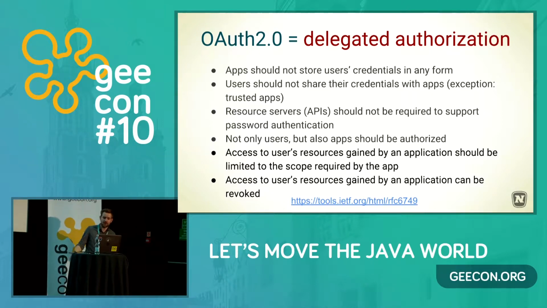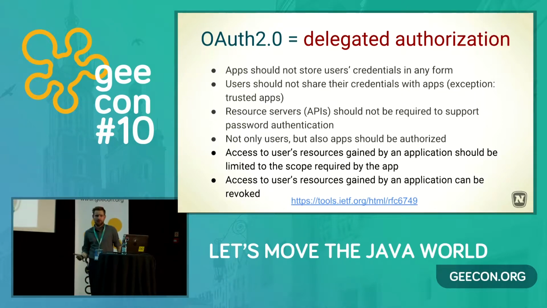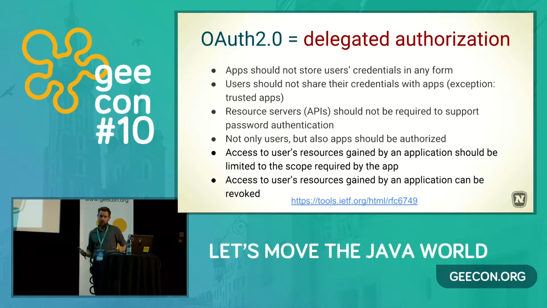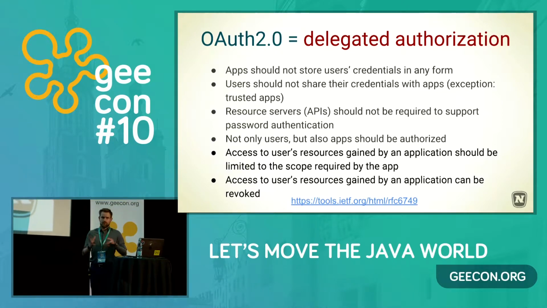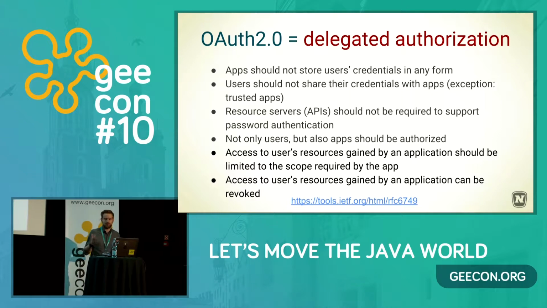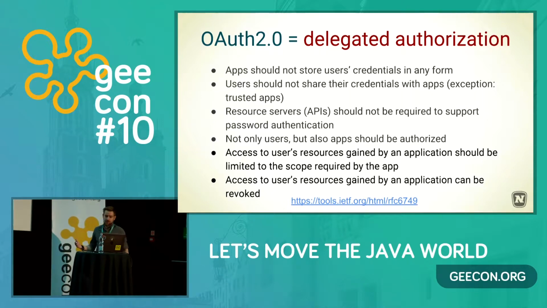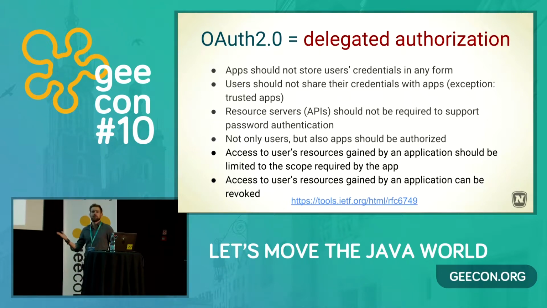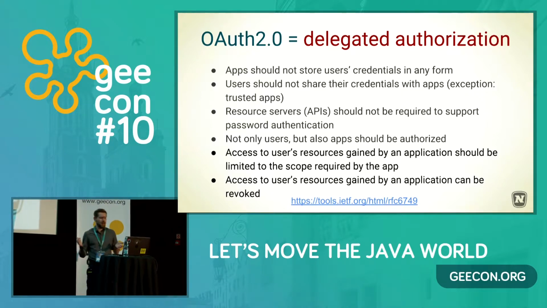Resource servers should not be forced to implement any sort of authentication mechanism that works on some form of passwords, right? This is, again, what we did using basic auth. Not only users, but also apps should be authorized. This is, again, the topic of a third-party application, but not only. We want to protect our ecosystem somehow.